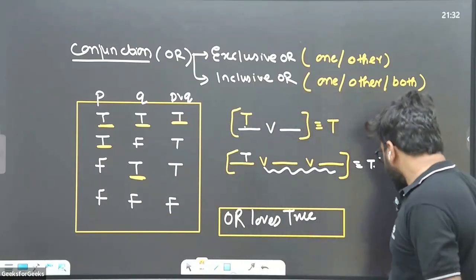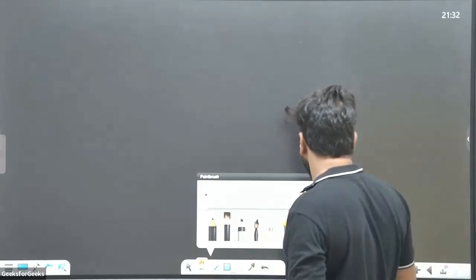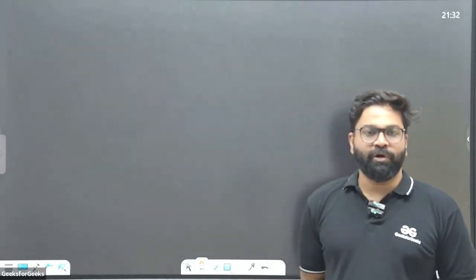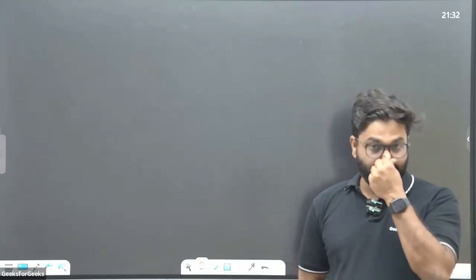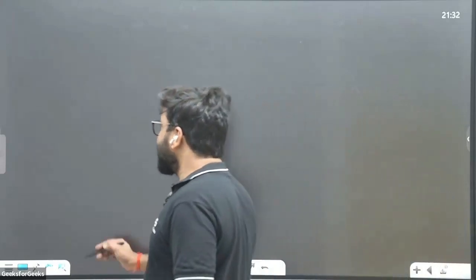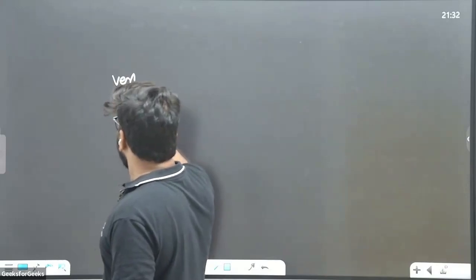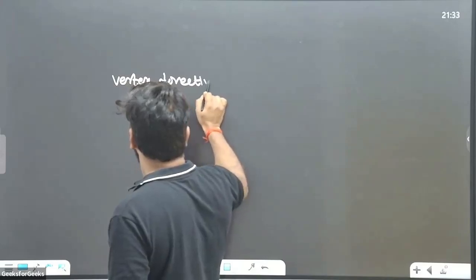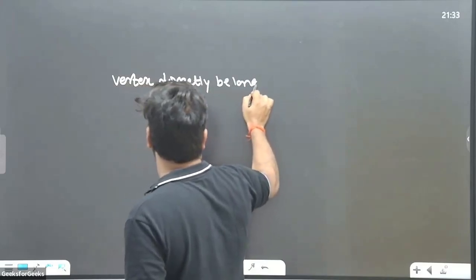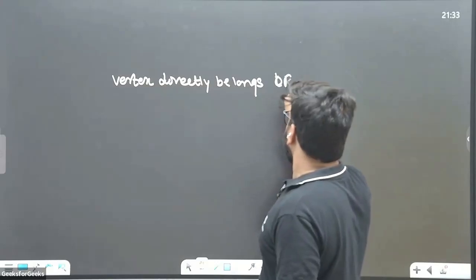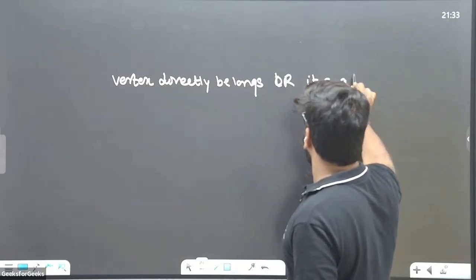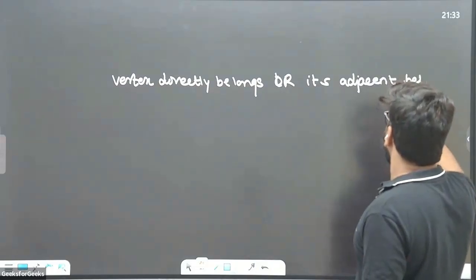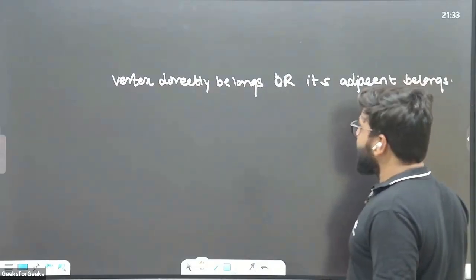I can tell you one example so that you can understand this more specifically. We have understood the concept of a dominating set, if you remember that. A dominating set says that either the vertex directly belongs, or its adjacent belongs, right? So here we have this statement.